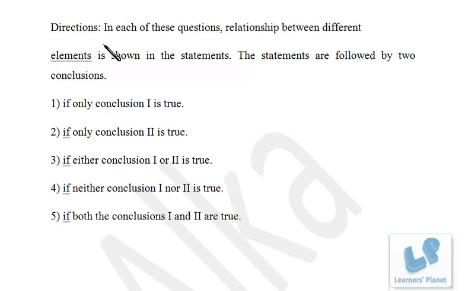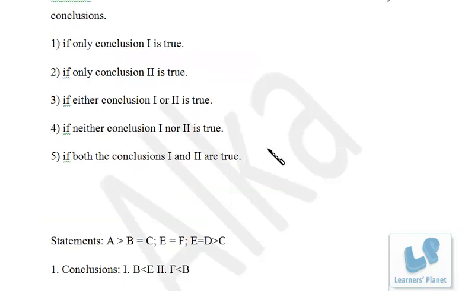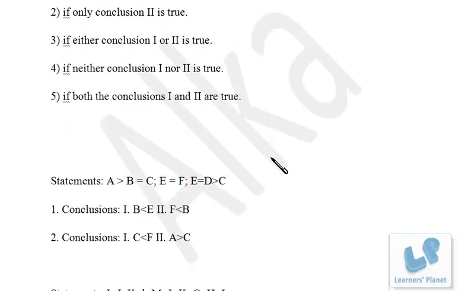Now, the directions of this question. In each of these questions, the relationship between different elements is shown in the statements. The statements are followed by two conclusions, right? If only conclusion 1 is true, you have to mark option 1; only 2 is true, option 2; then either 1 or 2; neither 1 nor 2; or if both of them are true, right? So let's take the first one. Here, the statement is A is greater than B and B is equal to C, E is equal to F and E is greater than or equal to D. E is equal to D and D is greater than C.